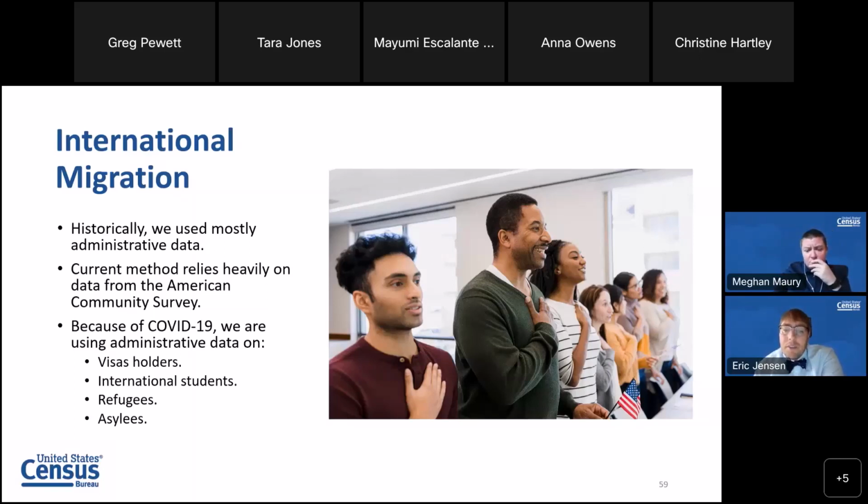So to do this, we took visa issuance data from the Department of State. We also had refugee processing data from the Department of State. We used data on international students from the Institute of International Education. And then finally, we had some administrative data on asylum filings. So we use these data to adjust the total level of the foreign-born population coming to the United States in 2020 and in 2021.